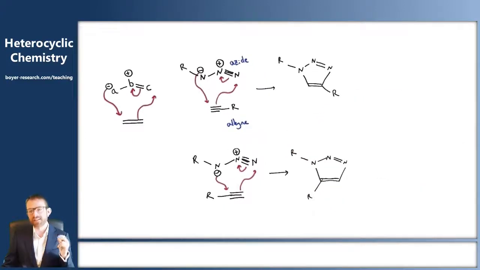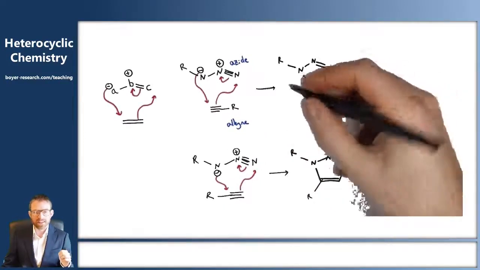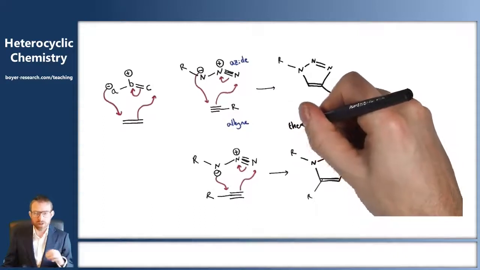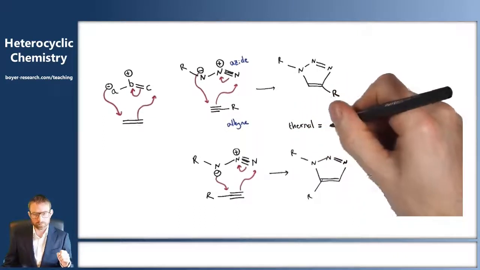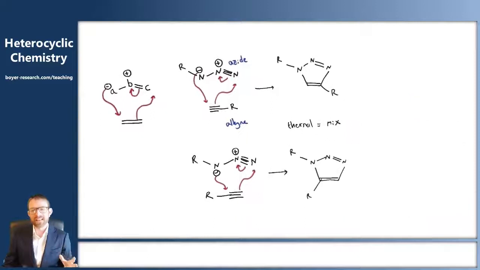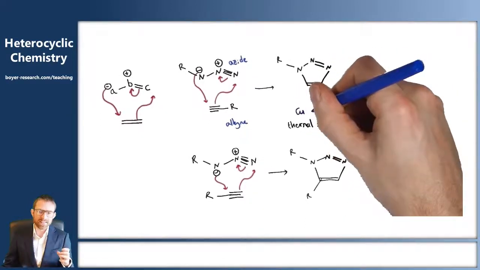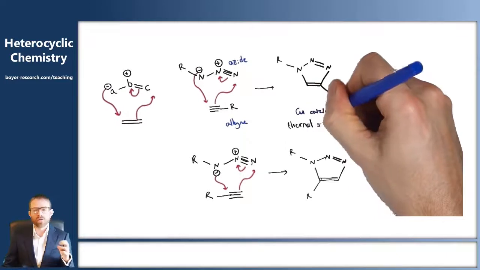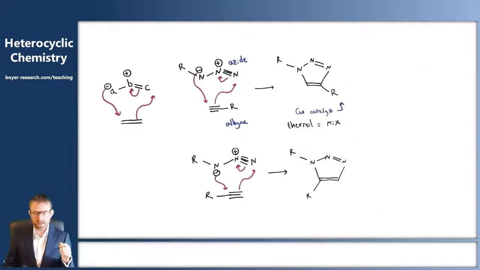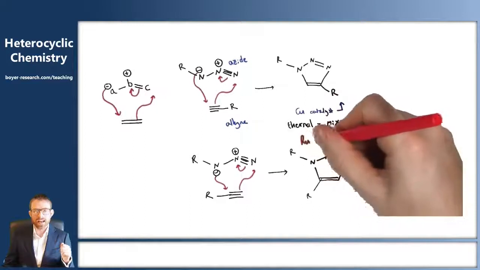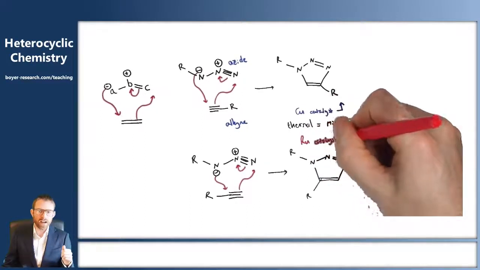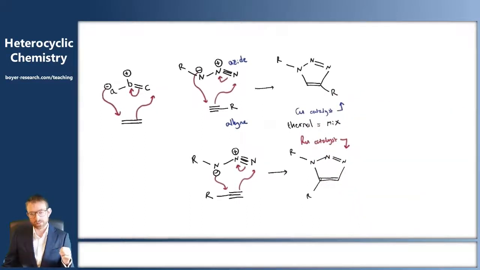Now, if we do this reaction using heat alone, what we find is that we get a mixture of these compounds. But we can selectively choose between the outcome of this reaction. If we use a copper catalyst, that will give us 1,4 at the top of the slides, and ruthenium will give us the 1,5 at the bottom of the video.